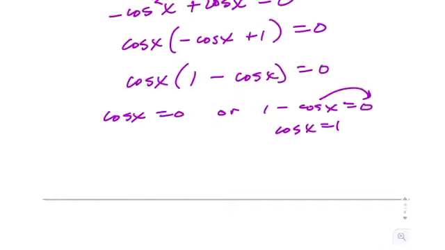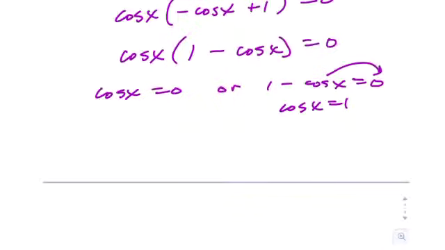Time, circle, unit, time. Yeah, unit, circle, time. Very good. So where is cosine equal to 0? Pi halves and 3 pi halves. We just said that. And now where is cosine equal to 1?